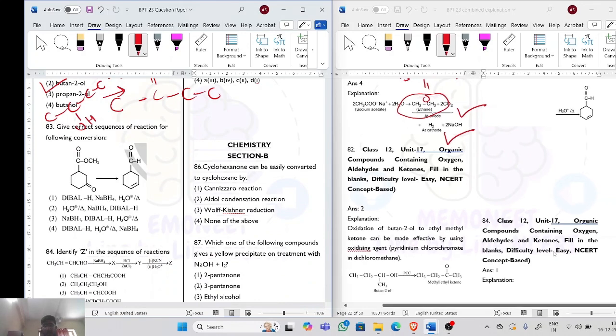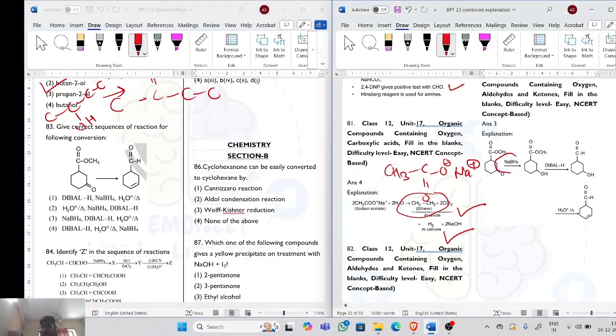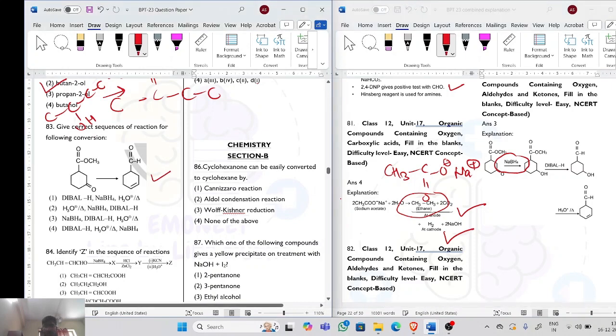Now question number 83. We are given a compound which is cyclohexane, with an ester group present and a ketone group present. First of all, we want this product. We want to know which pair of reagents, in which order, will give this product.